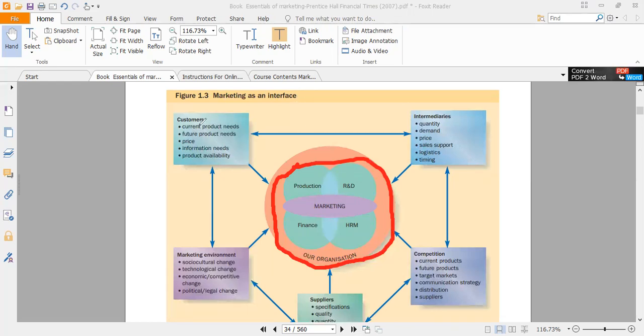So customers: current product needs, future product needs, price, information needs, product availability. This is the job of marketing, to assess the customer's current needs. What does your customer want at the moment? This is the job of marketing, to identify those needs. Future product needs, this is again the job of the marketing department, to assess the future needs of your customer.